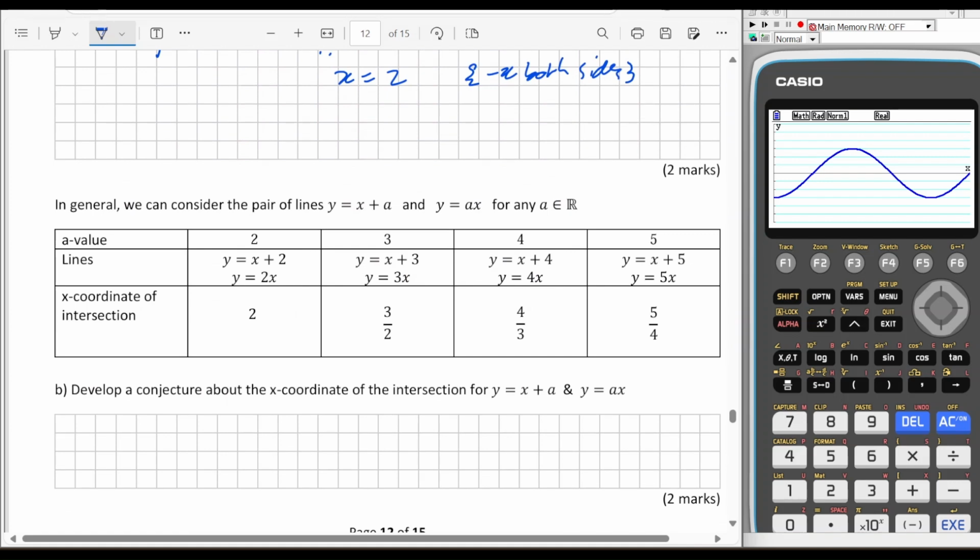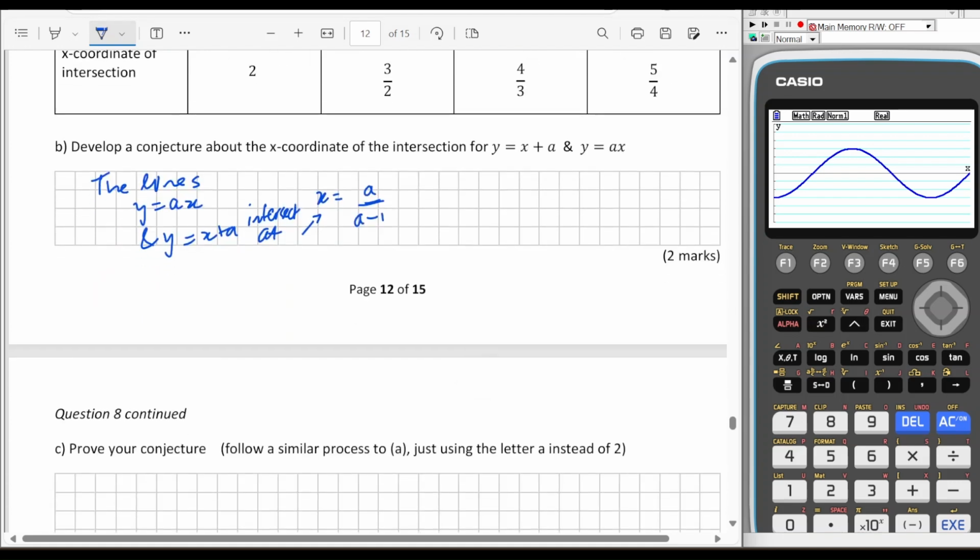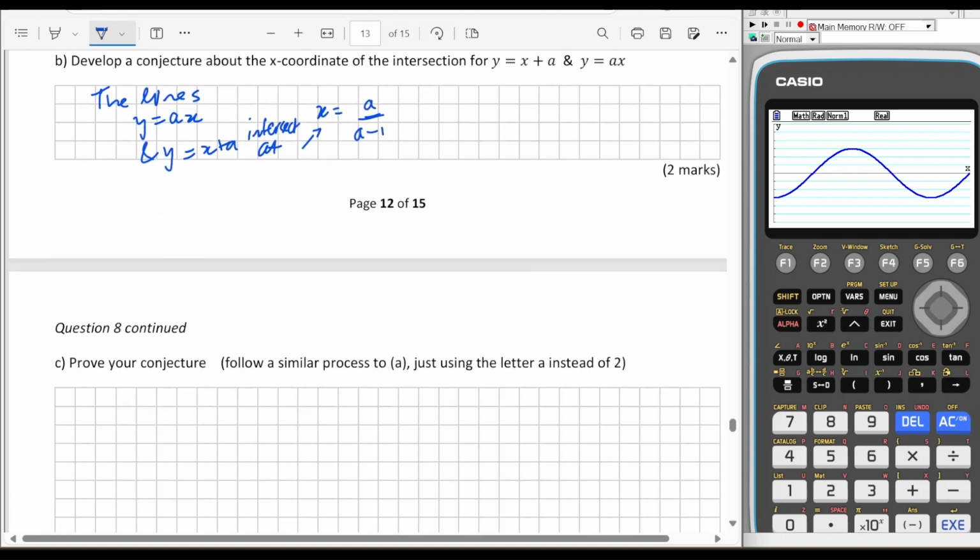So it looks like whatever the a value is on the top of that fraction. So x is a over, and then whatever's on the bottom is 1 less. So a take 1. So we could have the lines y is ax and y is x plus a intersect at that one. Preview conjecture. So y is ax and y is x plus a.